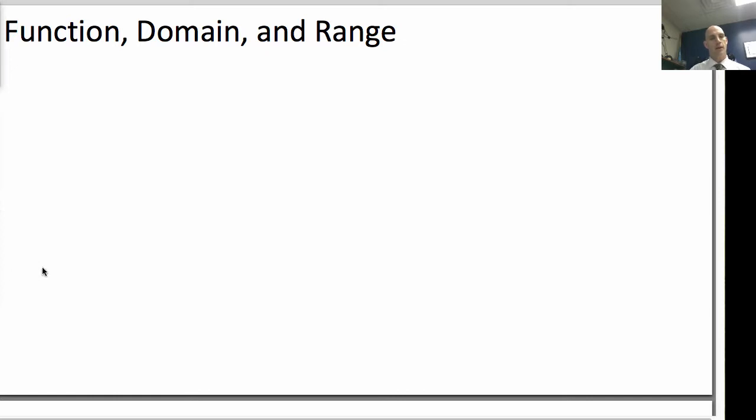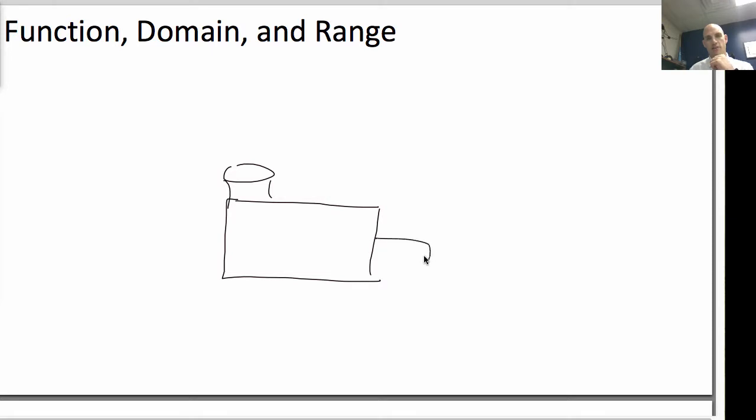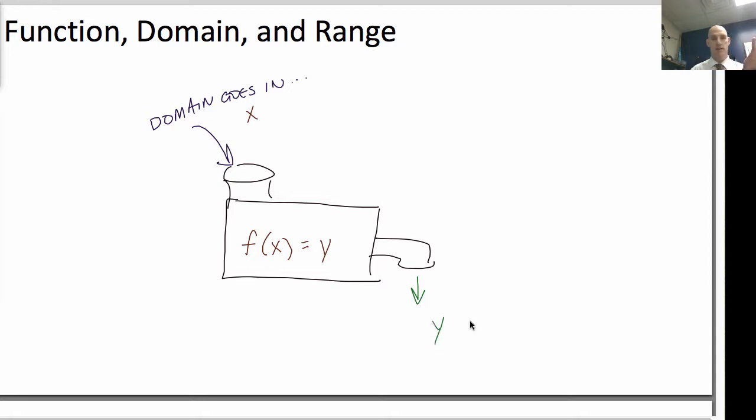So when we're looking at function, domain, and range, the thing you have to remember is that functions are, in a lot of ways, like a machine, okay? And so when we think about a machine and what it does, we've got something that goes in, and that's going to be the domain. So the domain goes into the function, and typically this is our x. So f of x equals y. So when we do this function to x, we get y. And so the thing you need to remember is what comes out is y. Okay, so this is the range.